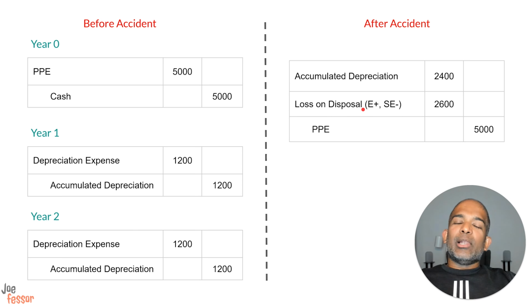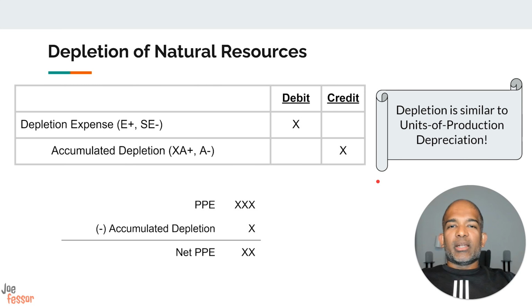So technically, a loss is considered an expense, whereas a gain is considered a revenue. And together, they have a net effect on the stockholders' equity. That sums up depreciation. But what about natural resources?